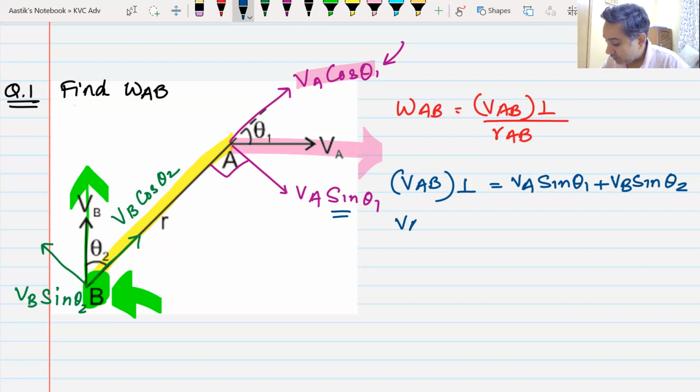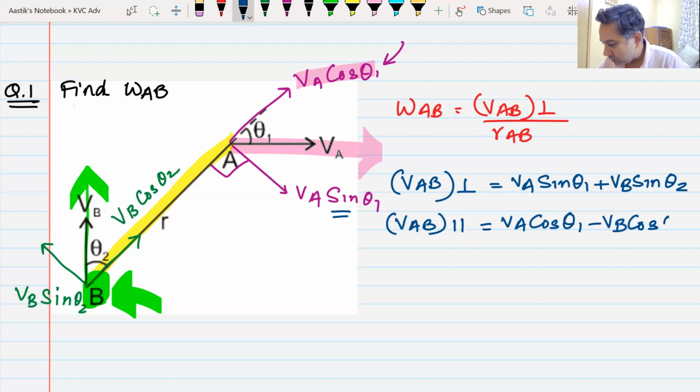Then I can also find velocity of A with respect to B in a direction which is parallel to AB. So it will become VA cos theta 1 minus VB cos theta 2. Do we understand this? Yes, sir. So this will be your velocity of separation or velocity of approach, depending on who is bigger. If VA cos theta 1 is bigger, it is velocity of separation. If VB cos theta 2 is bigger, it is velocity of approach. Do we understand this? Yes, sir.